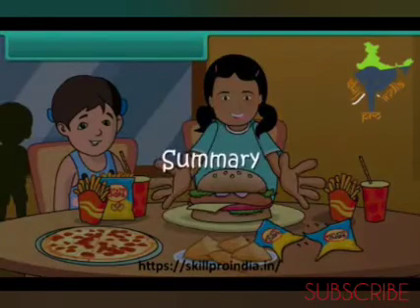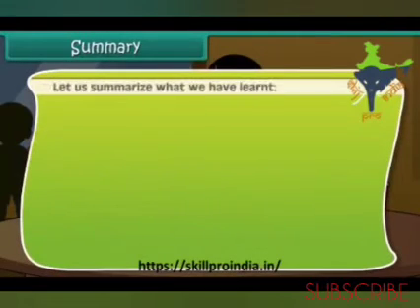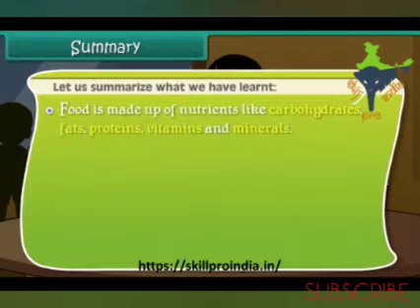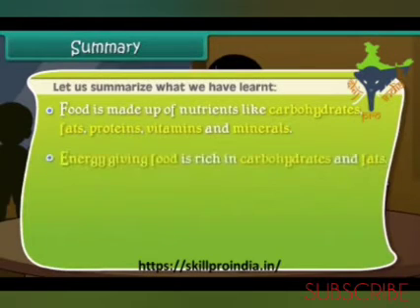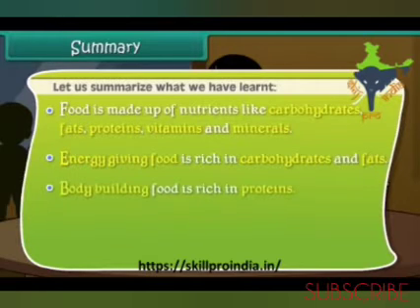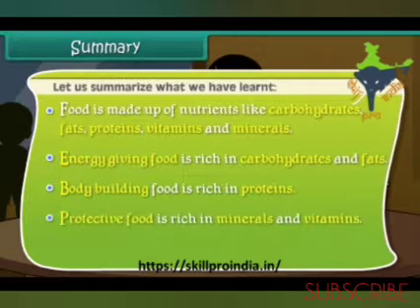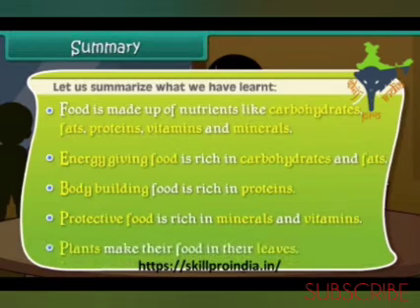Summary. Let us summarize what we have learned. Food is made up of nutrients like carbohydrates, fats, proteins, vitamins and minerals. Energy-giving food is rich in carbohydrates and fats. Bodybuilding food is rich in proteins. Protective food is rich in minerals and vitamins. Plants make their food in their leaves.